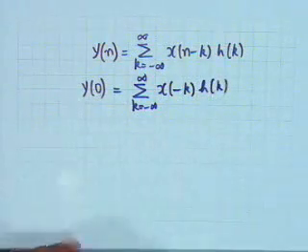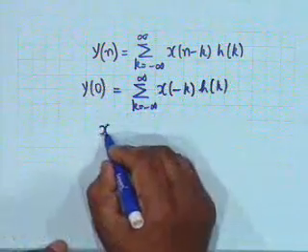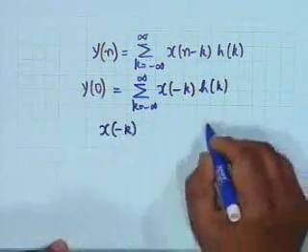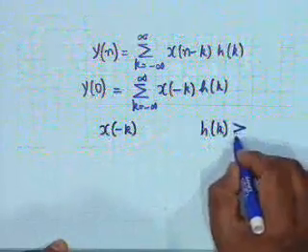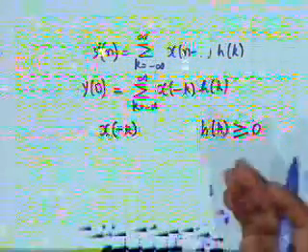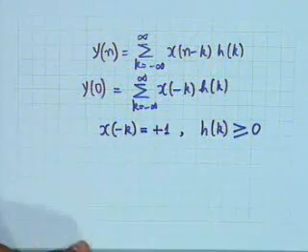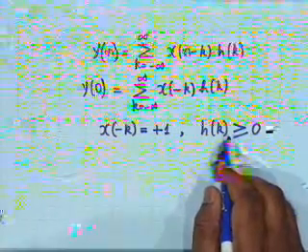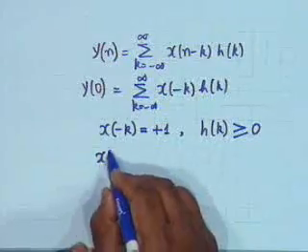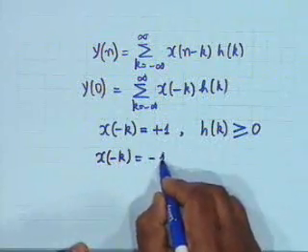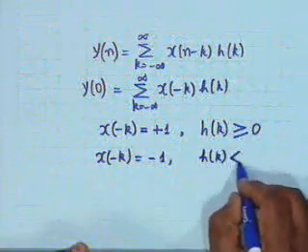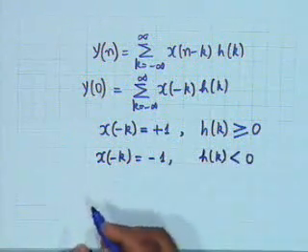Now let's choose an input x(n) such that, h(k) can either be positive or negative. When h(k) is greater than or equal to 0, let's say x(minus k) is plus 1. When h(k) is positive, we choose an input x(minus k) which is plus 1. On the other hand, x(minus k) is minus 1 when h(k) is negative. Then you see, what does this summation become?